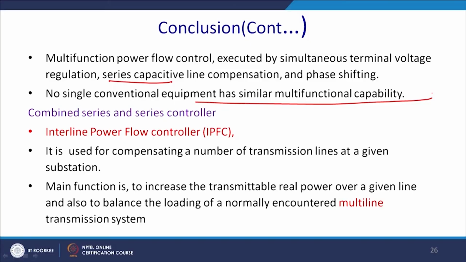Thereafter you have the interline power flow controller, which is essentially a series compensator. It is used for compensating a number of transmission lines in a given substation, as we discussed in the previous class. The main function is to increase the transmittable real power over a given line and also balance the loading of a normally encountered multi-line system.